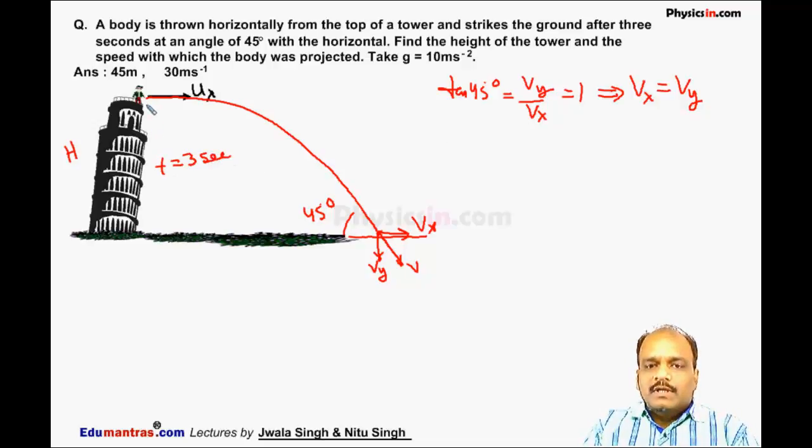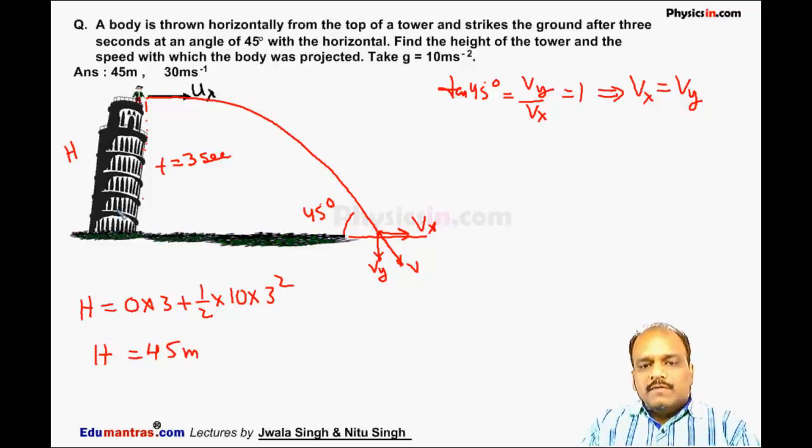Now let's assume the vertical displacement as positive. So we can say h is equal to uy, since the particle is projected horizontally, so vertical velocity is 0, into time, that is 3, plus 1 by 2 a, which is 10 into 3 square. So h comes out to be 3 into 0 plus 5 into 9, that is equal to 45 meter. The height of this tower is 45 meter.